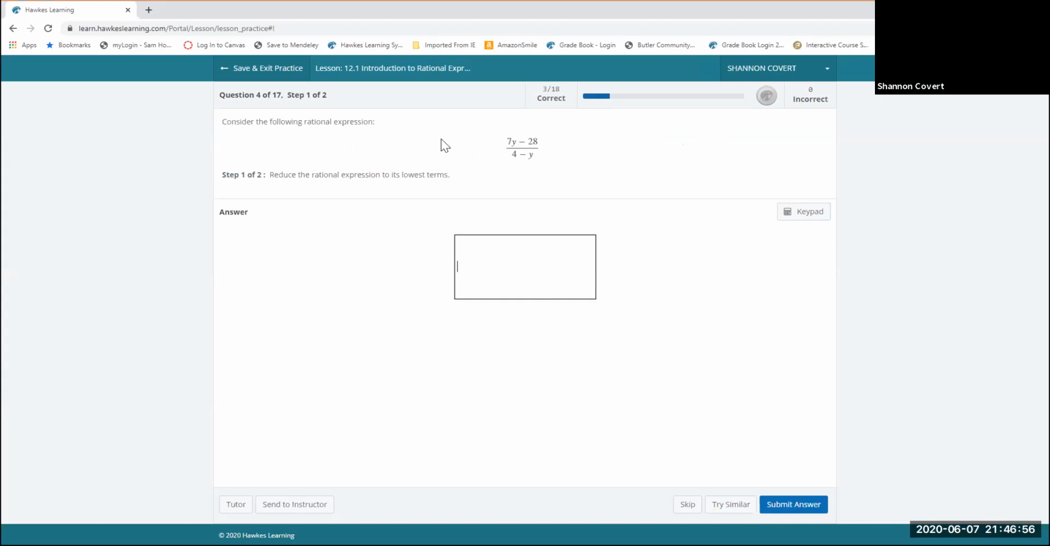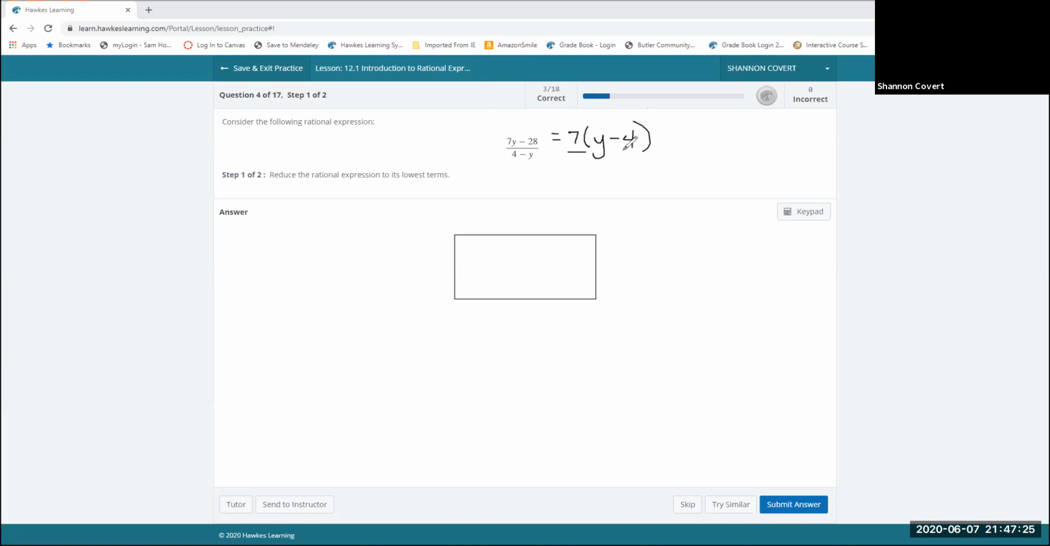Here we have 7y minus 28 over 4 minus y. Notice there are 2 steps here. Step 1 is to reduce the rational expression to its lowest terms. So I'm going to factor my numerator, factor my denominator, and see what I can reduce. So when I look at my numerator, I have a 7 in common. So when I factor out the 7, I end up with y minus 4.